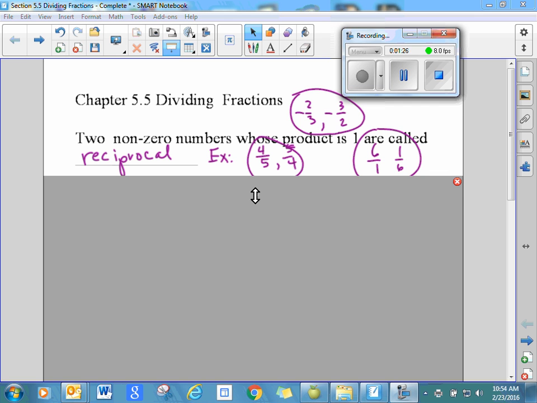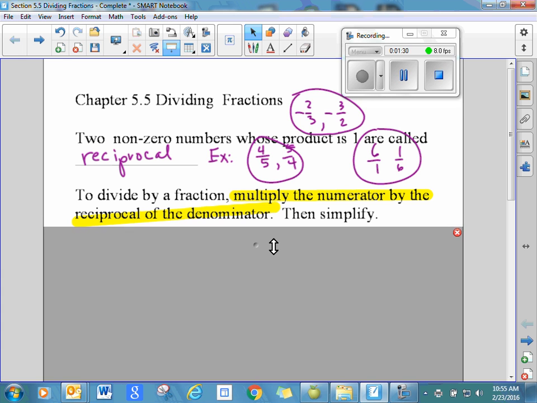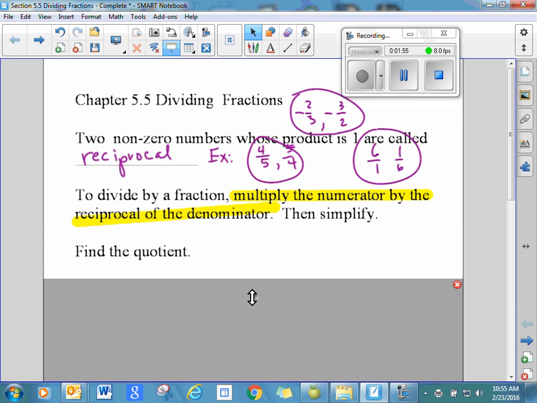We're going to use the idea of a reciprocal to state what you do when you divide by a fraction. When you divide by a fraction, you make it a multiplication problem by flipping the denominator to its reciprocal and then multiplying the numerator by that. And now you're back to a multiplication problem, which is just like what we did in 5.4. So let's just do some examples. I think this will help you, and you'll have these to work your homework with.